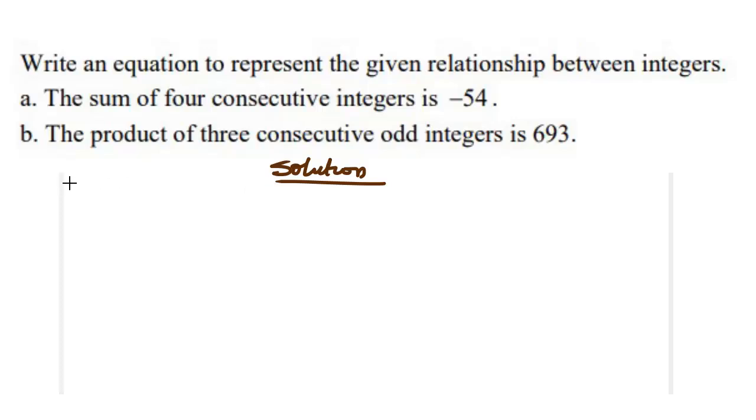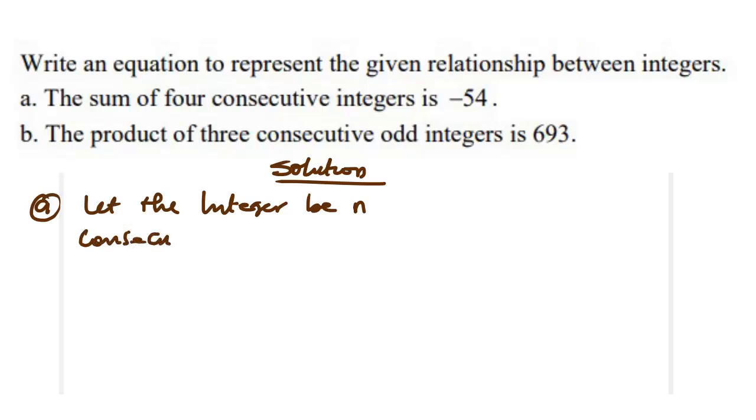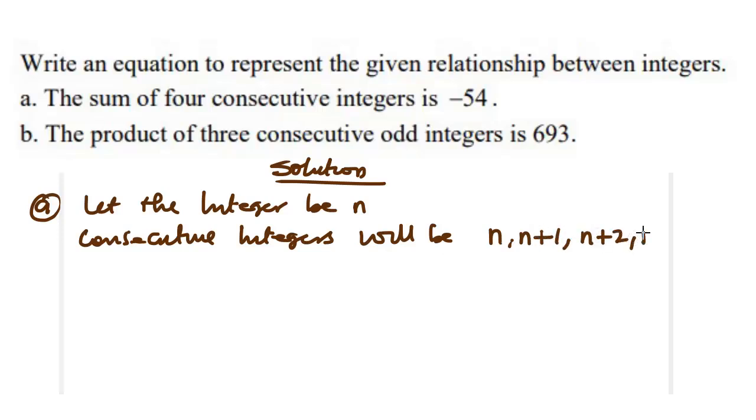Now we need to let the first integer be what? N. So I'll say let the integer be n, that we're focusing on. So when we say consecutive integers, based on the previous definition, they will be n, n plus 1, n plus 2, n plus 3, n plus 4.